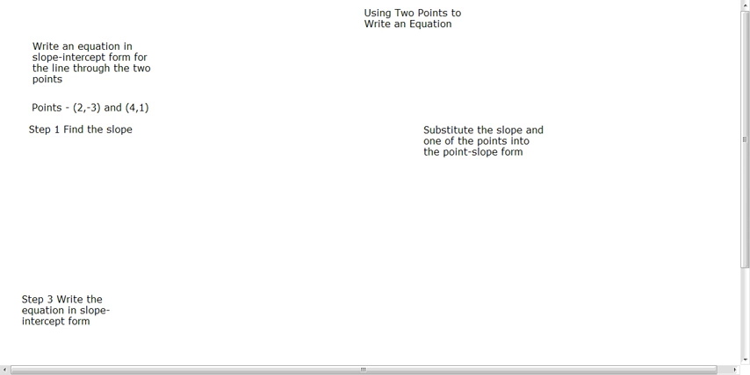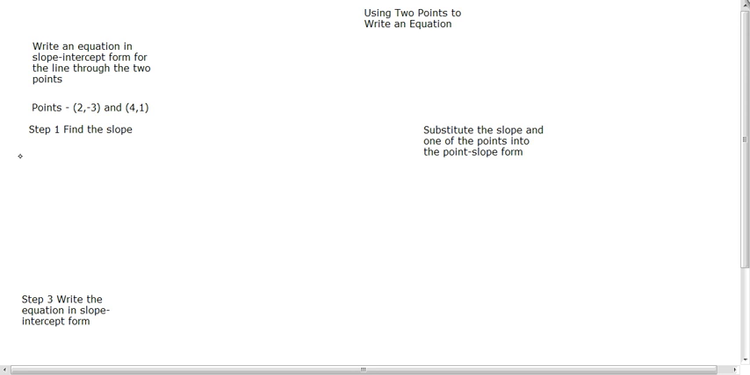Suppose we're given 2 points that a line runs through but no slope, and we're asked to write an equation. So let's dive right into taking a look at how we'll write an equation in slope intercept form for a line that passes through the points (2, -3) and (4, 1). First step, and you should remember this from slope intercept, is we need to find the slope of the line.